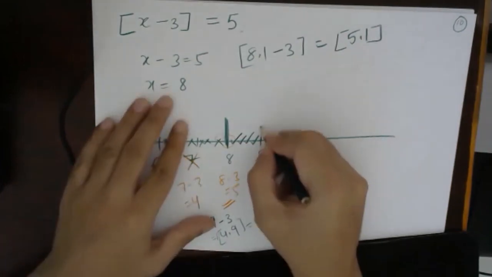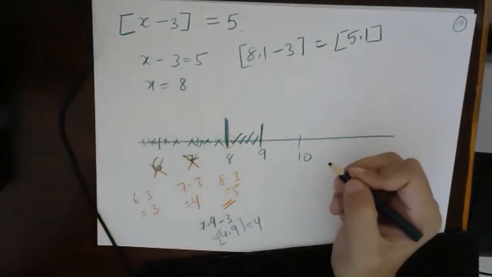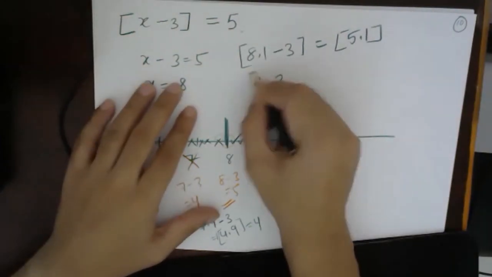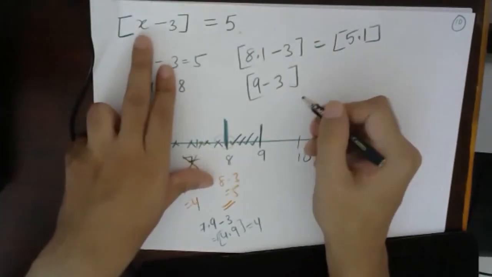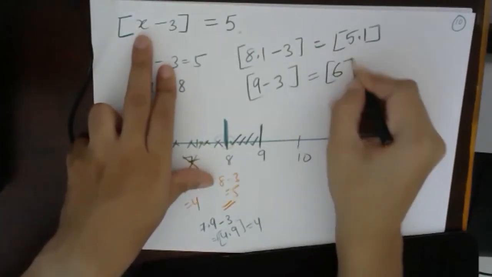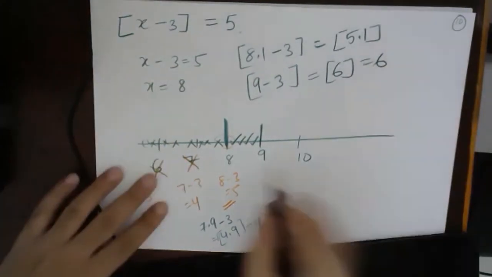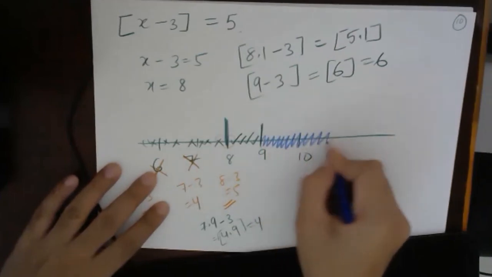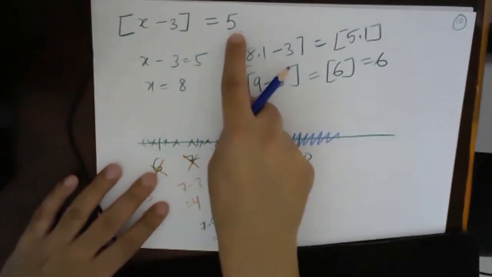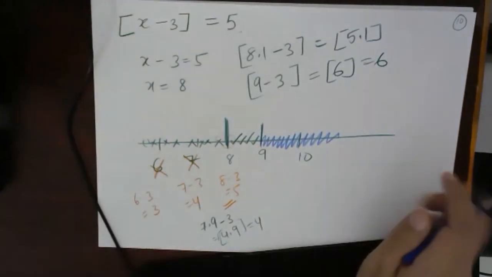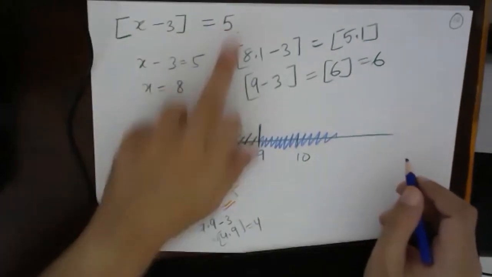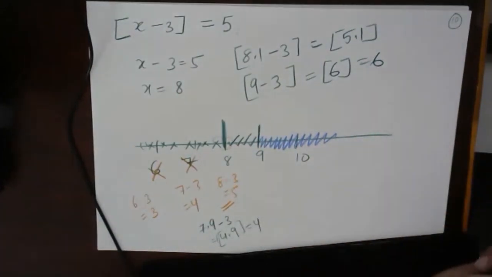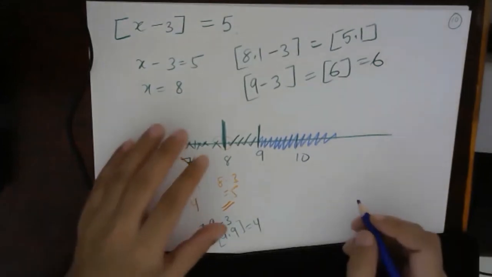Right? Now, as soon as I reach 9, let's see what will happen. As I substitute x equals 9, 9 minus 3 is 6. The greatest integer of 6 is 6. So from 9 and afterwards, I will start getting values more than 5. I will start getting 6 in this domain, then 7, 8, 9, 10. Understood? Okay.